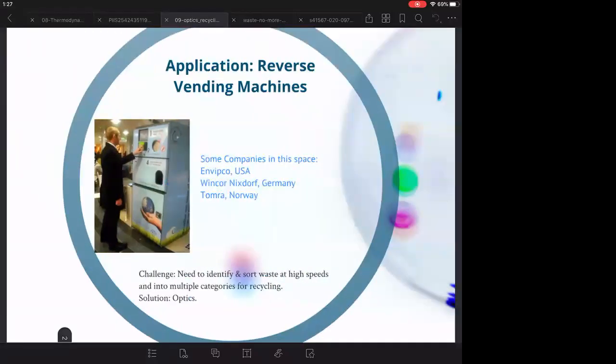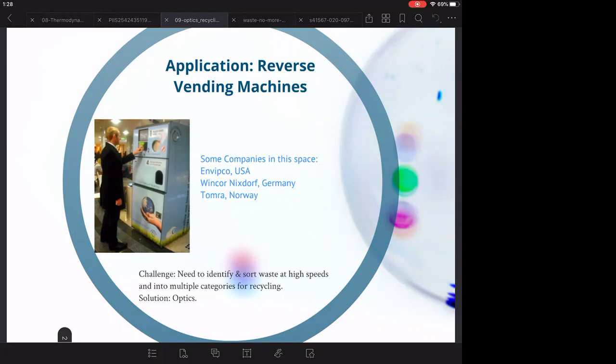I just want to highlight a few applications of optics. This is from a paper that is also posted on the website. In many countries, primarily in Northern Europe, Finland, Germany, Sweden, and so on, there are big government subsidies for this. You have these deposit schemes where you put a bottle or can back into a machine called the reverse vending machine, and you get some money back or a credit or whatever. In the US, not so popular, I think.